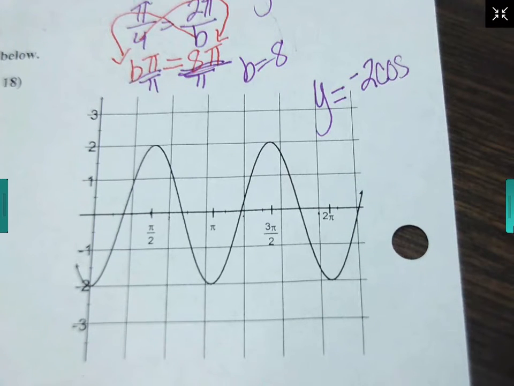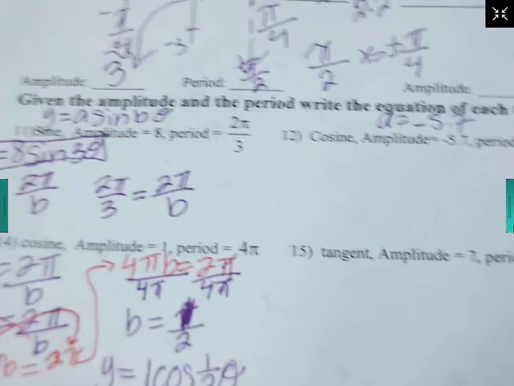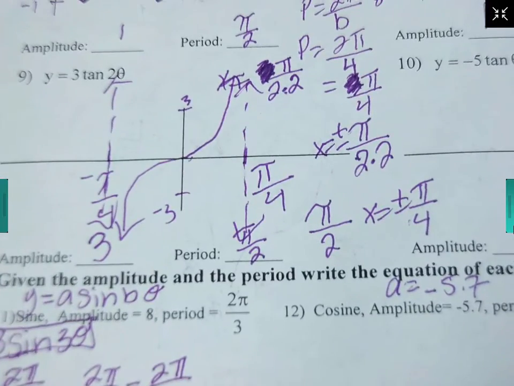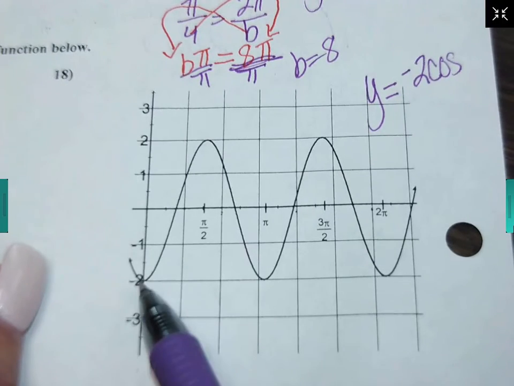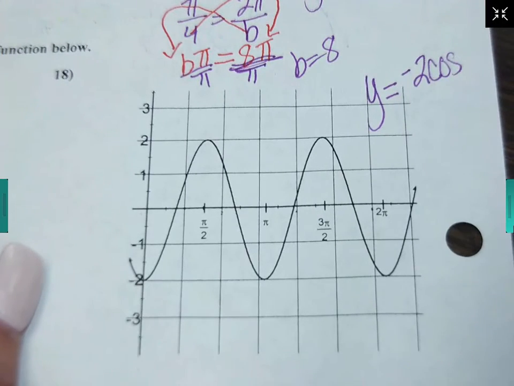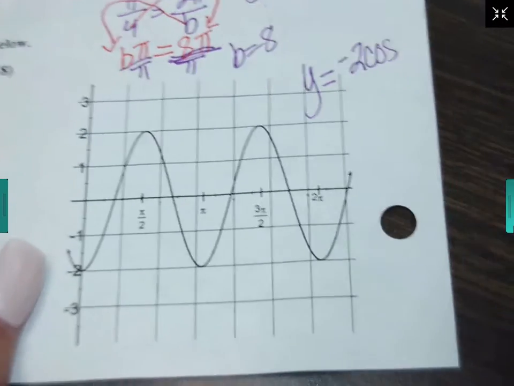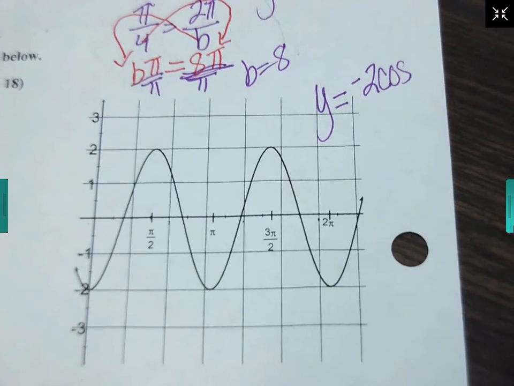How do you know if it's cosine or tangent? Well, tangent is very, very much different, right? Remember, this is what the graph of a tangent looks like. It has 2 asymptotes. And so the difference between cosine and sine is just whether it starts at 0, 0 or not, okay? So this is 2 times the cosine.